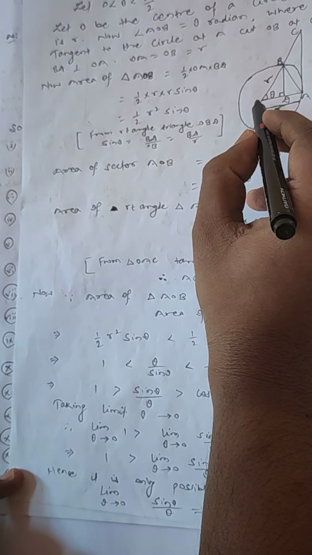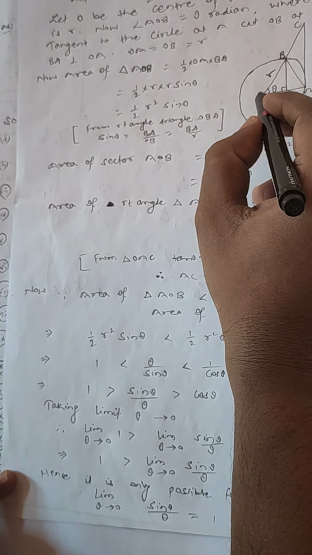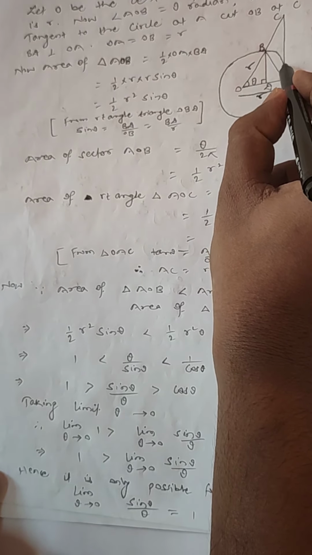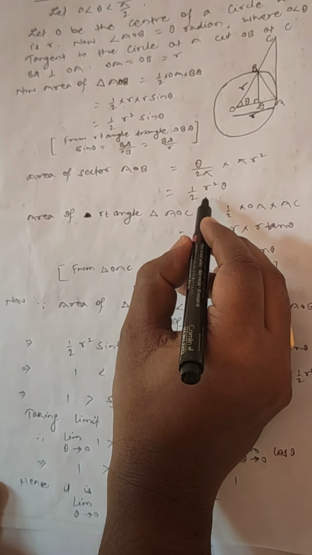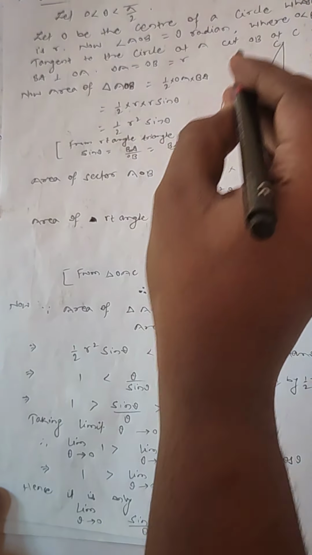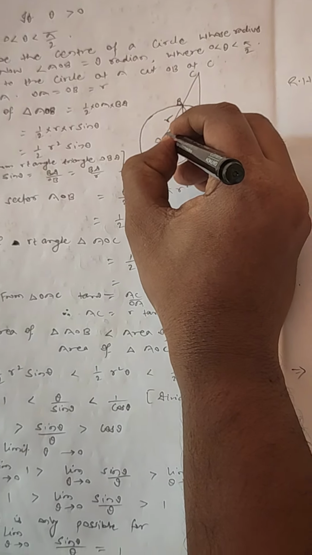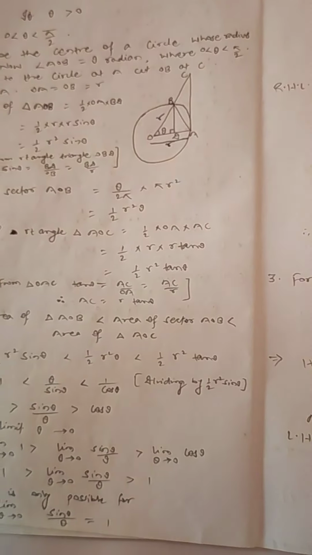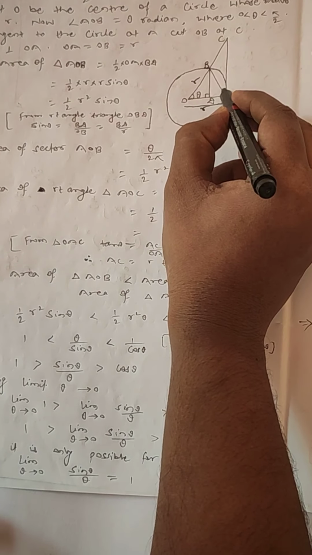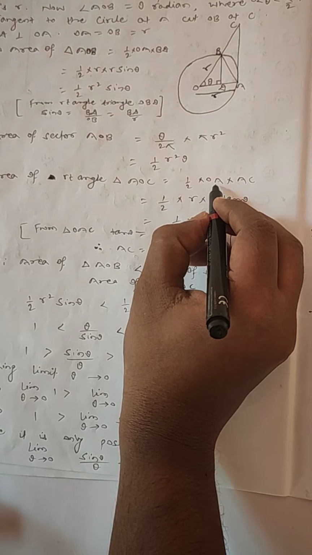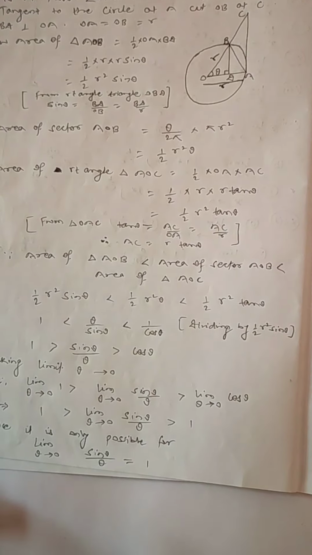Area of sector AOB, this whole sector, is theta by 2 pi into pi r square, which equals half r square theta. Now next, triangle OAC. Area of triangle AOC: this is a right angle triangle because this is the tangent, so here the angle will be 90 degrees. The area is half into OA into AC.